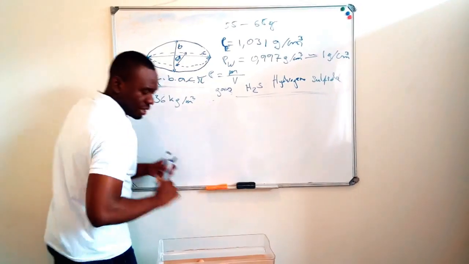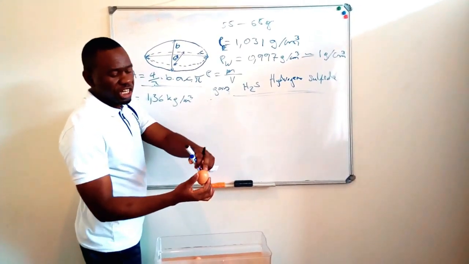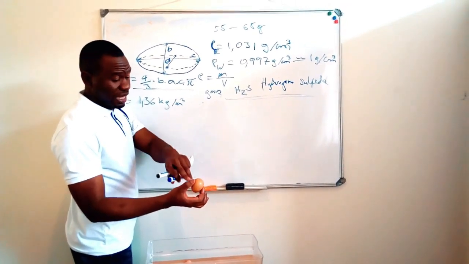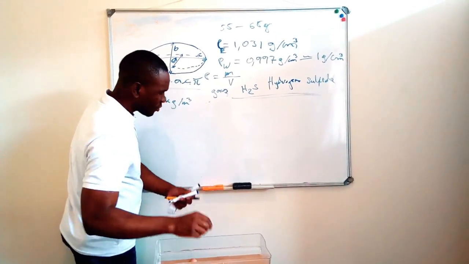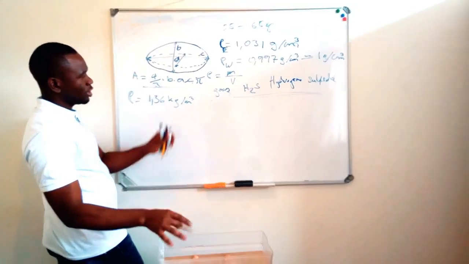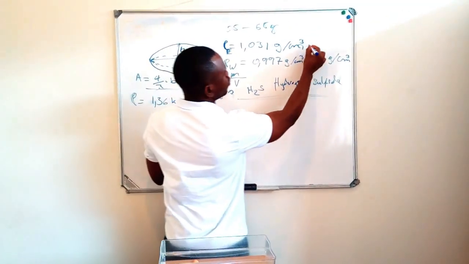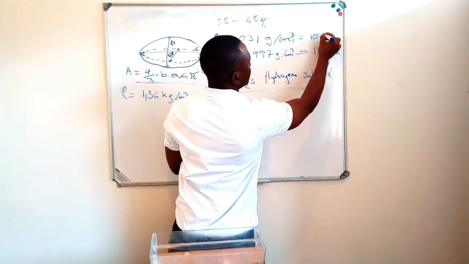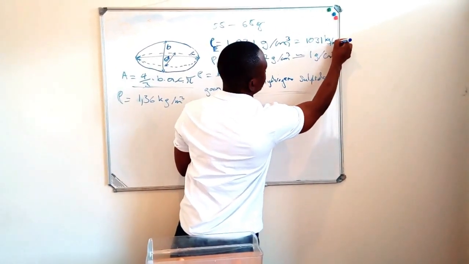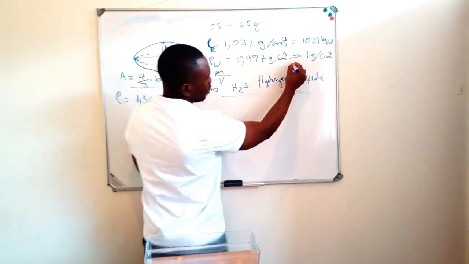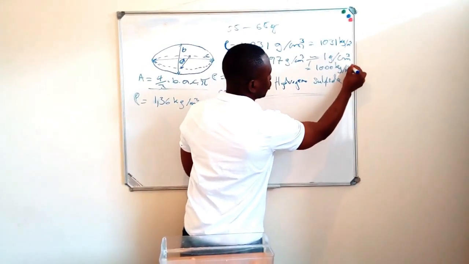What's happening is that this egg has the gas trapped inside of its shell. Because that is in kilograms per meter cube, if I put the water in the same units, the water will be almost equal to 1,000 kilogram per meter cube, and the fresh egg 1,031 kilogram per meter cube.